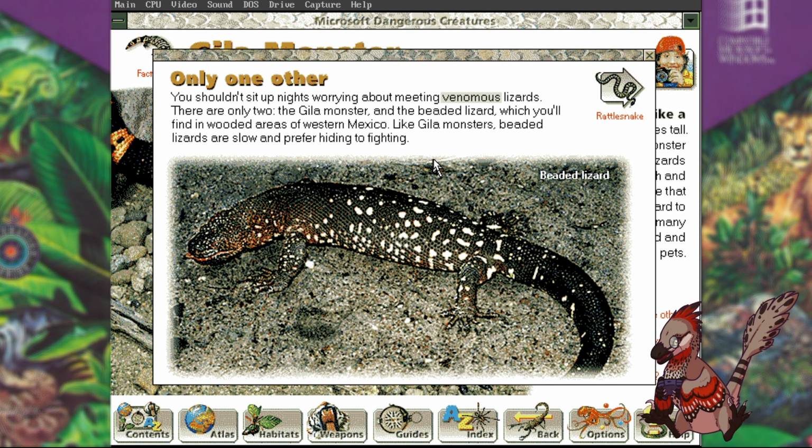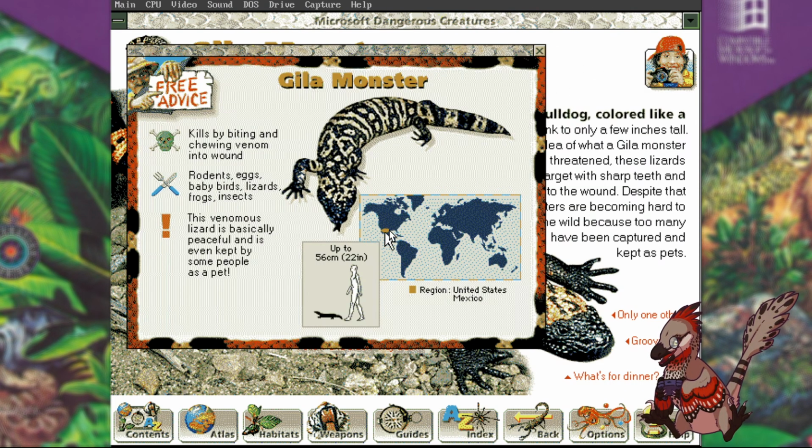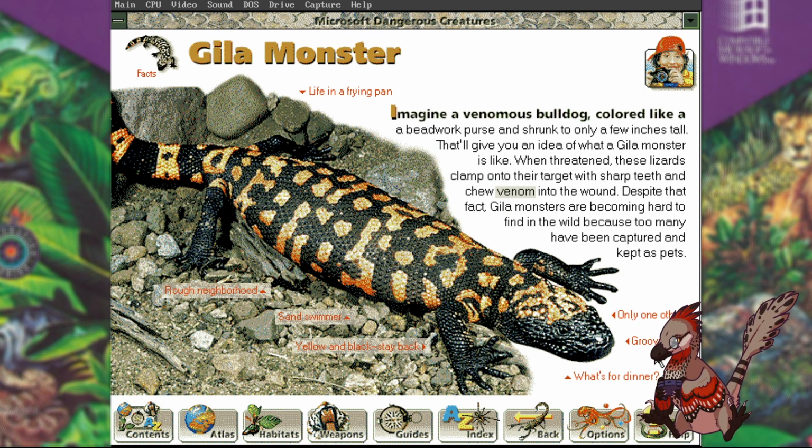It's good to know that there's only two venomous lizards on the entire planet, apparently? Or is this only in North America? It would be interesting, because if there's only two on the entire planet, that would be kind of wild to me. And they're both in North America, in Mexico, at least it looked like. Yeah, see? That would be very interesting, if there's only two on the entire planet, and they're both in North America. Groovy teeth. Wow, groovy.